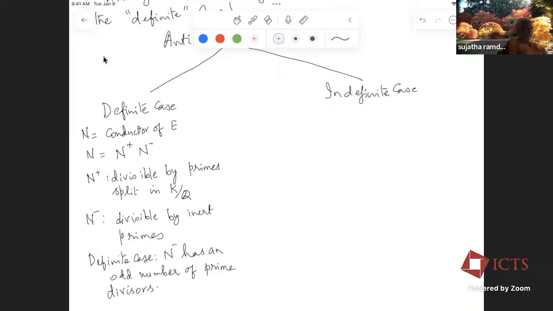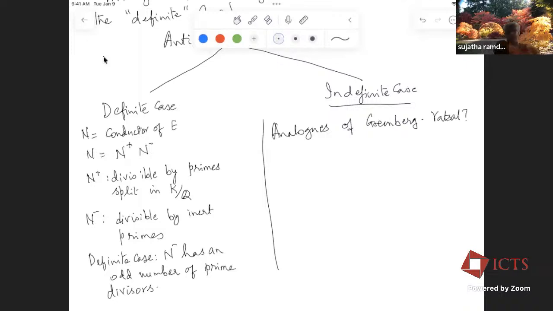So both of these cases have been studied, and then you want to ask similar questions, analogs of Greenberg-Wurzel. That is, if you have two elliptic curves which are residually isomorphic, then how do their mu invariants compare? How do their lambda invariants compare?